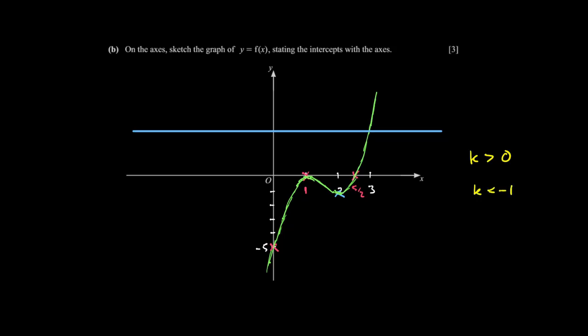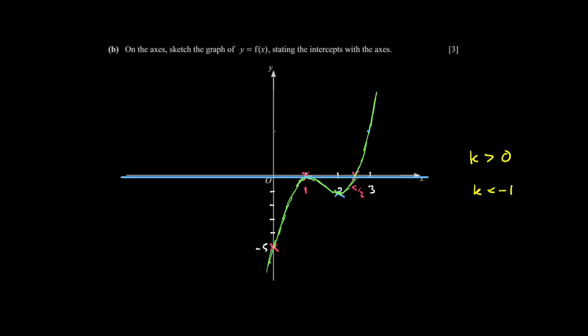So if you're not sure what I mean there, I'm saying that the straight line, I'll draw it in blue, can't be this, the x-axis. It's got to be above there, okay? And moreover, it can't be there where it kind of touches the minimum. It has to be lower than that as well, okay? So k needs to be greater than 0 and k needs to be less than -1.